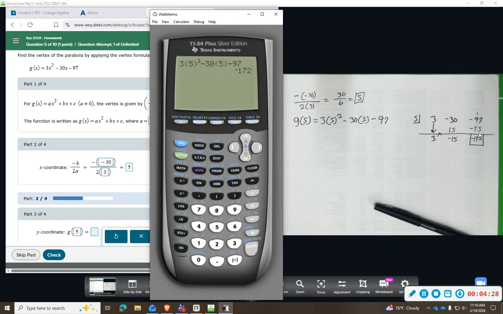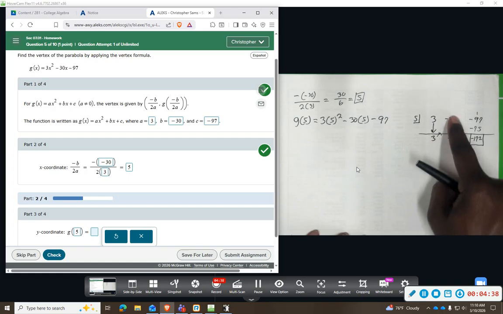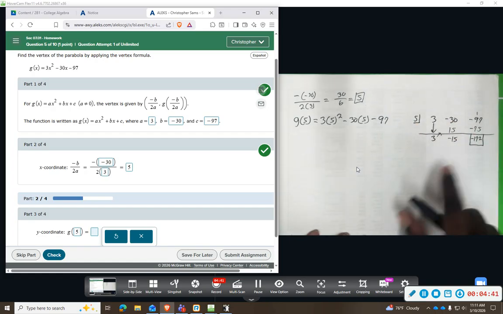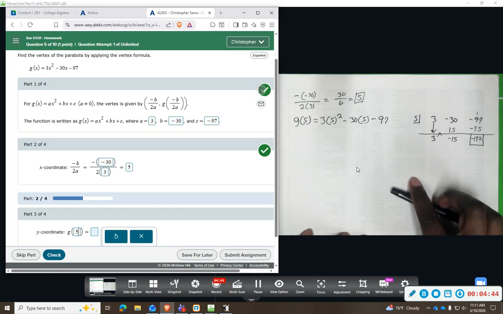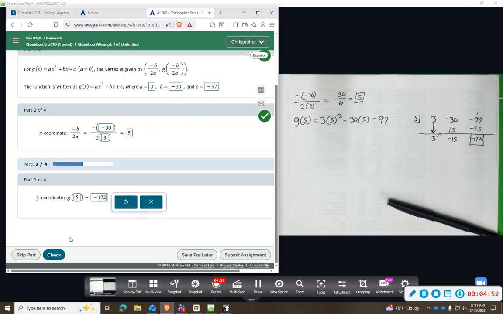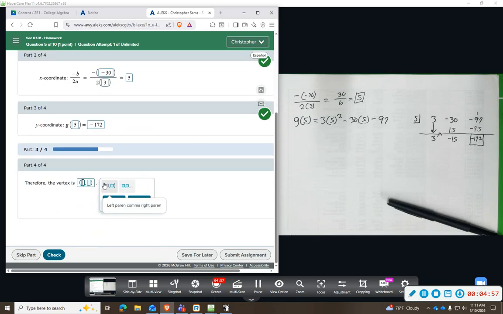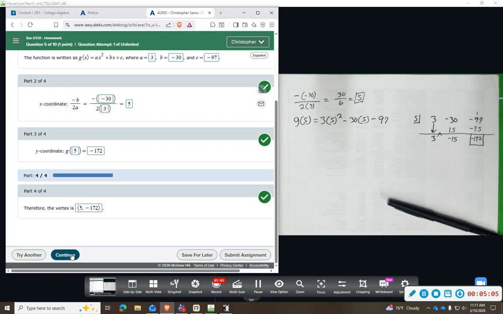Okay, you get the negative 172, which I think takes a little bit more when you're trying to square 5 and then multiply and multiply and then add and subtract all those different things. With synthetic division, I can just multiply one number, add or subtract, multiply one number, add or subtract, and we get the same thing. All right, so the vertex is 5 and negative 172. And so that'll be it.